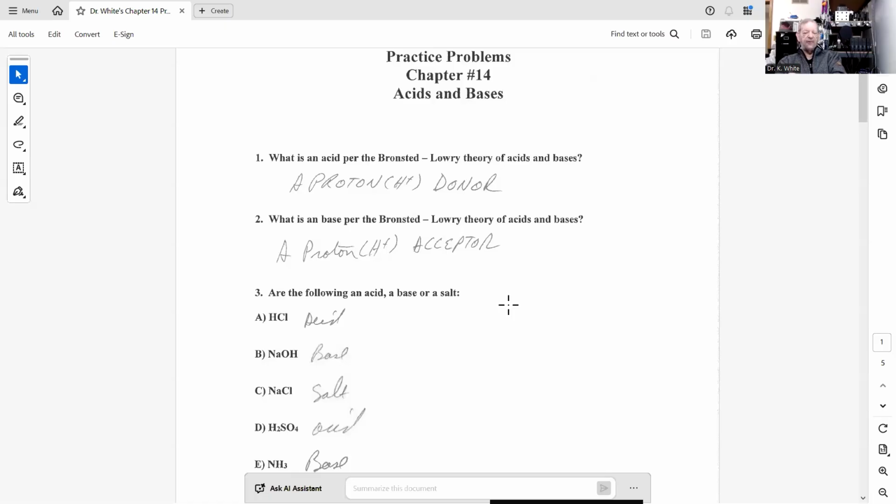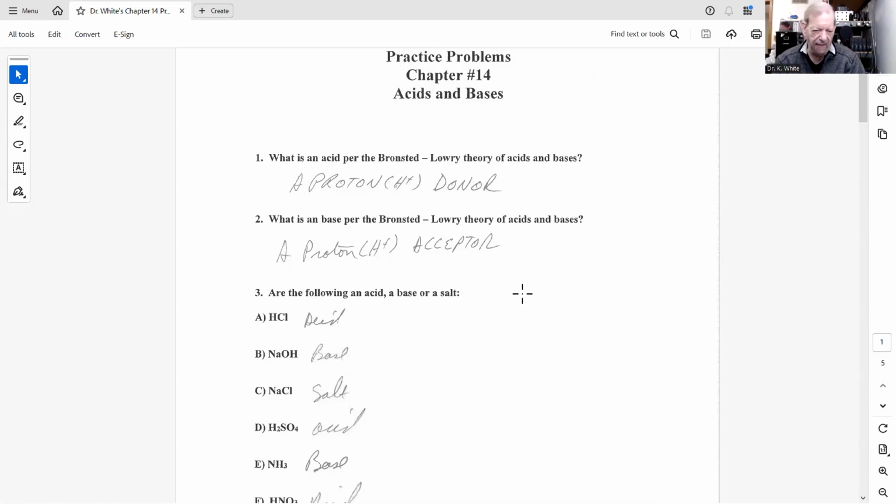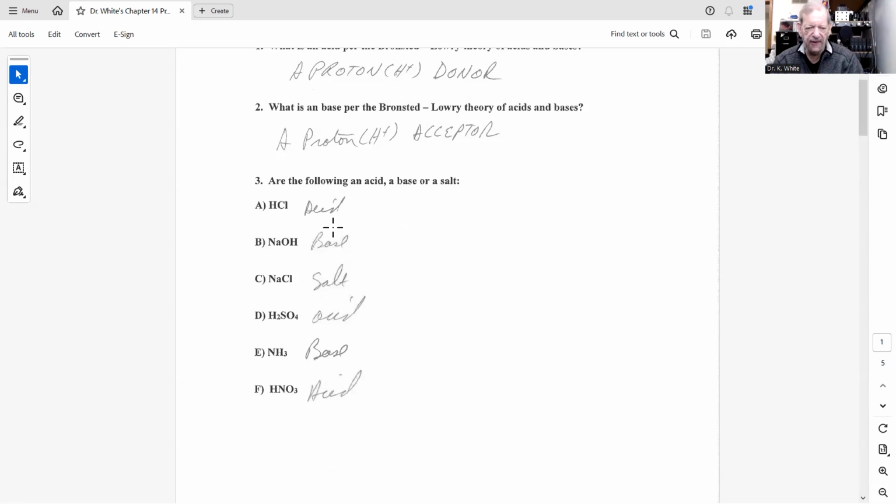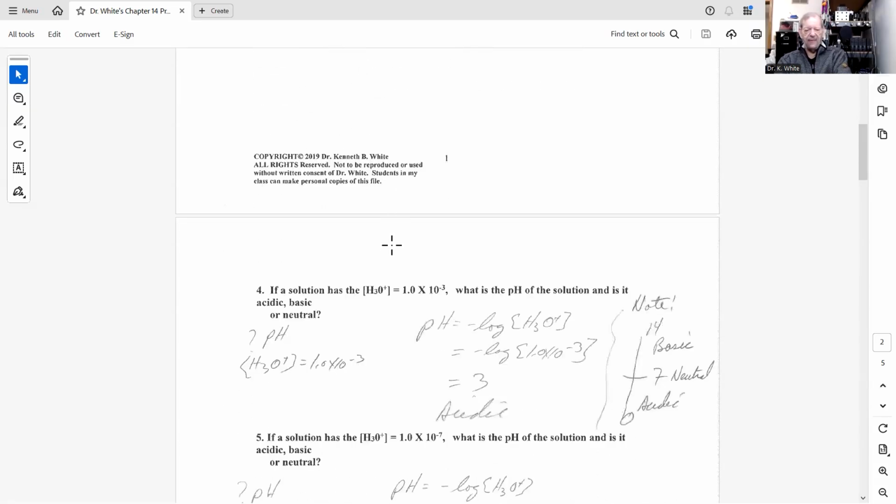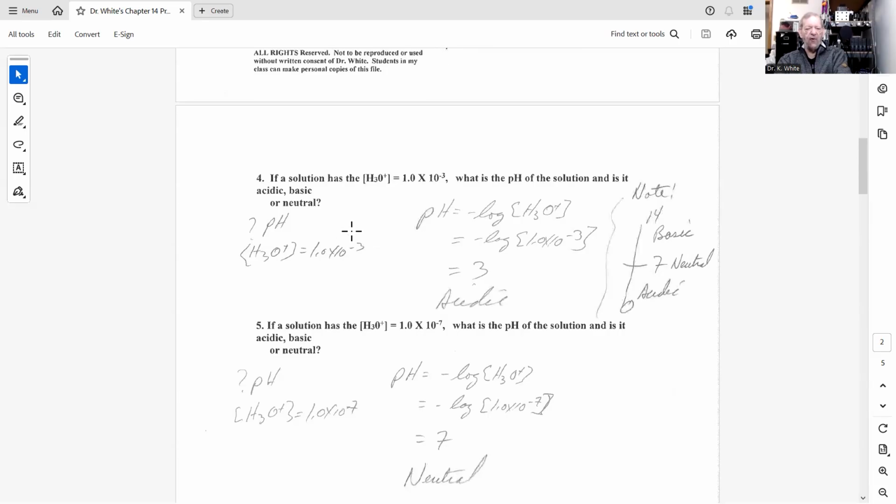Let's briefly go through a couple of key problems in chapter 14 practice problems. Notice number 3, your job is to identify things as acid or base, and I threw in sodium chloride, that's a salt, and you should be able to do that. Next, let's look at number 4. If the solution has a hydronium ion concentration of 1.0 times 10 to the minus 3, what is the pH of the solution? And is it acidic, basic, or neutral?